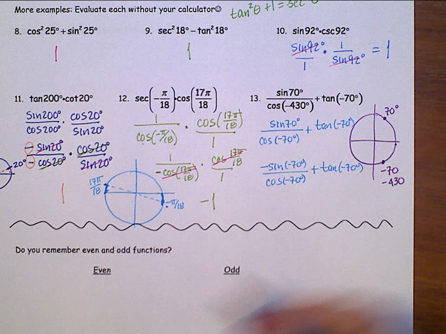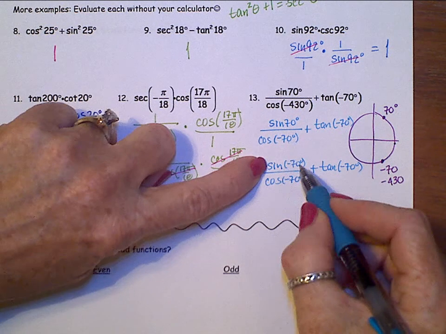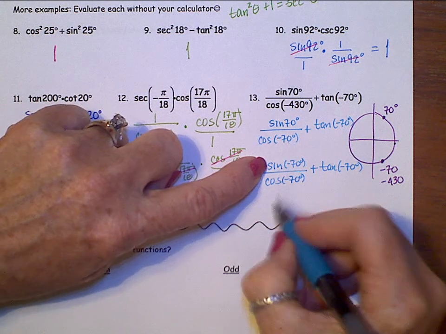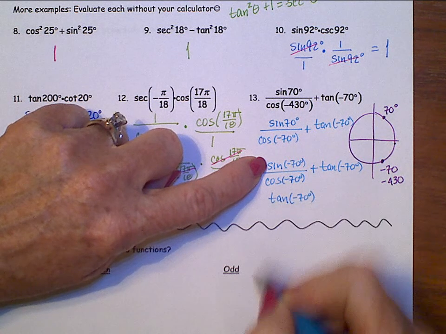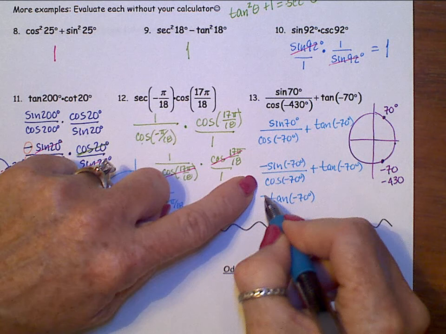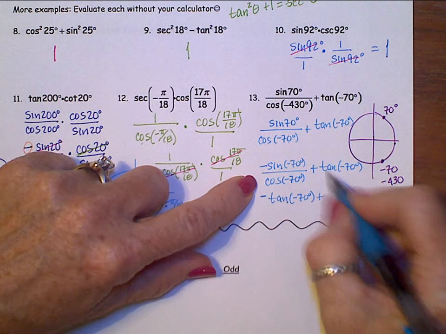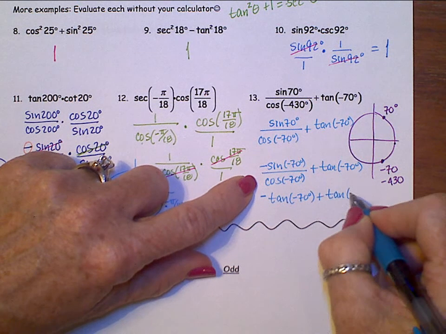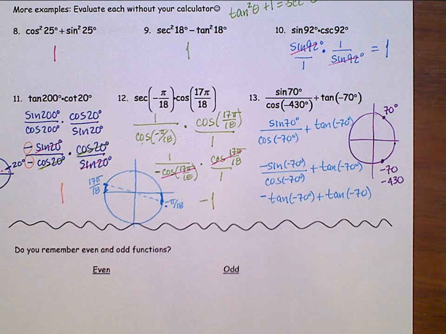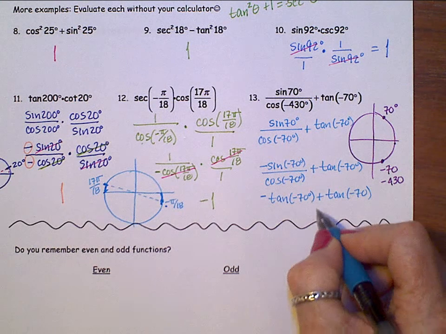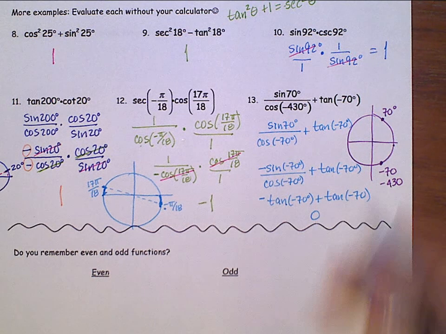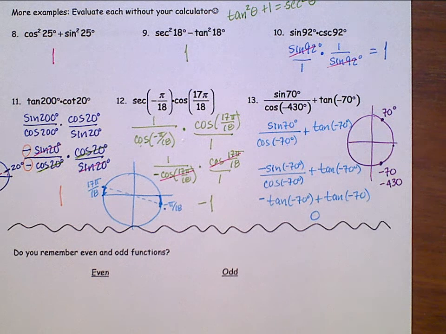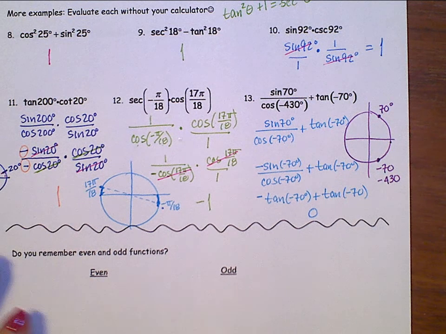And look at this. Sine of -70 divided by cosine of -70, that's the tangent of -70, but negative, plus, and over here, the tangent of -70, oh, 0. They take time. You have to think about where points are on this circle and then compare those particular values.